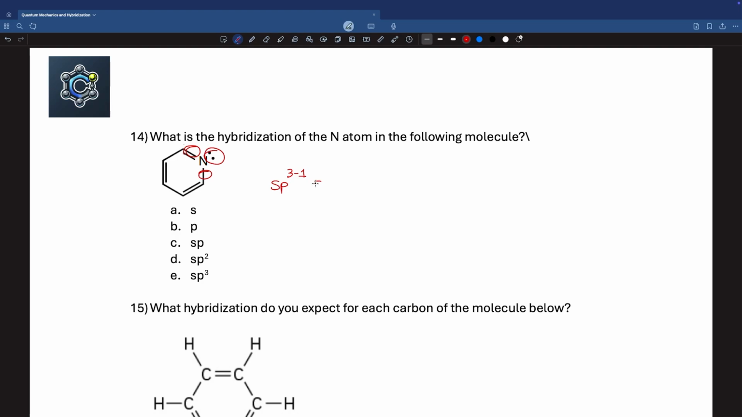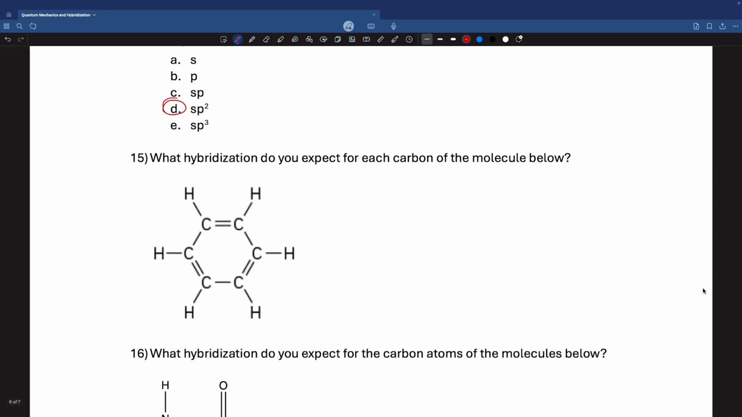So 3 minus 1, we have an sp2 hybridized nitrogen. So the answer choice should be D. The next question is asking us to find the hybridization for each of the carbons in this molecule. And so let's go ahead and carefully figure this out.